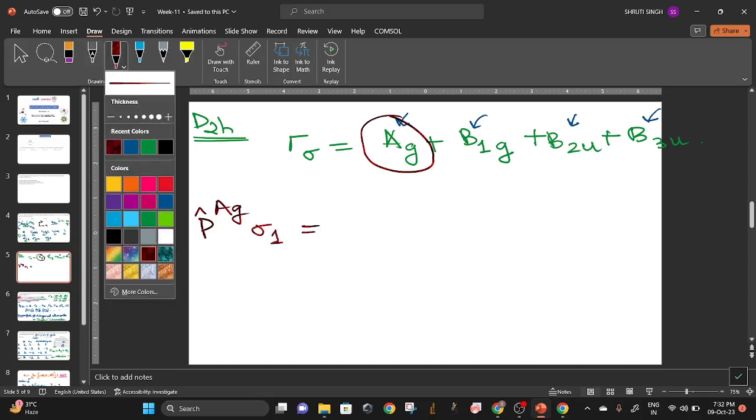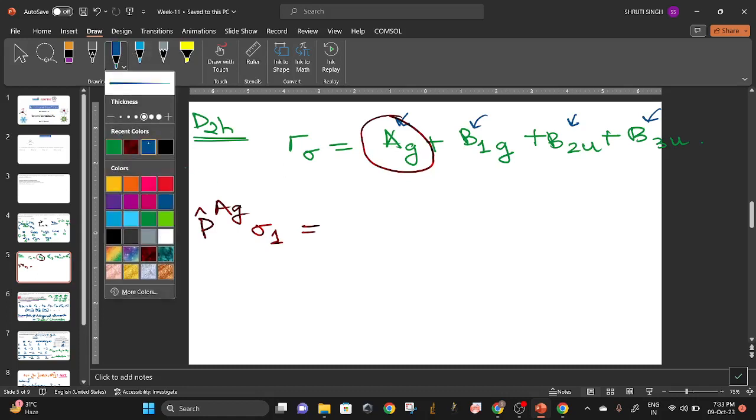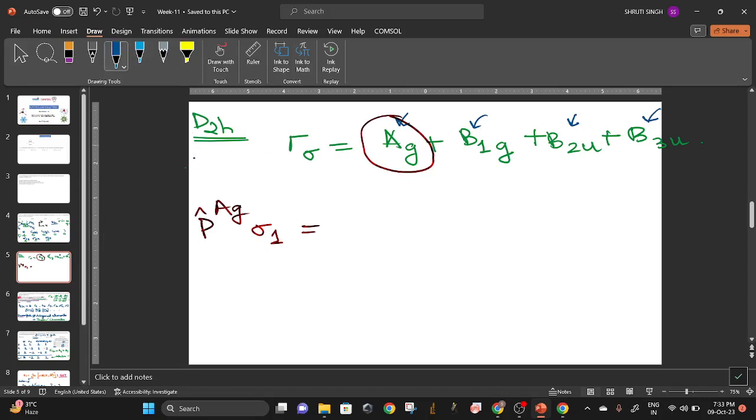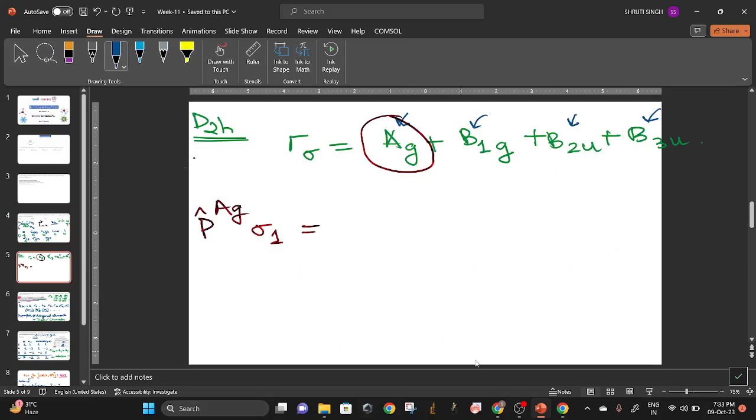If you do this with the others, you will again get the same answer, because sigma 1, sigma 2, sigma 3 and sigma 4 are equivalent. Now how does the projection operator apply on sigma 1? It is Ag, and Ag means the totally symmetric representation. So the characters under this, I don't have the D2h point group here. Let me find it.